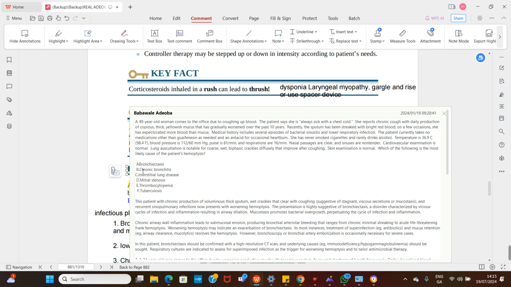Medical history includes several episodes of bacterial sinusitis and lower respiratory tract infection. She takes some medication, guanfacine as needed and antacid for occasional heartburn. She has never smoked cigarettes or drunk alcohol. Temperature is normal, blood pressure normal, everything is normal. CVS examination is normal. Lung auscultation is notable for coarse wet biphasic crackles, diffuse, that improve after coughing. Skin examination is normal. Which of the following is the most likely cause of the patient's hemoptysis?